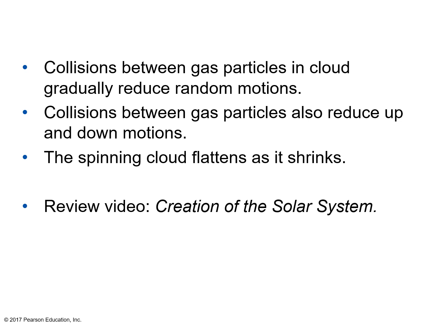Collisions between gas particles in the cloud gradually reduce the random motions. Collisions between gas particles also reduce up and down motions. And so the spinning cloud flattens as it shrinks. And I encourage you to go back to about chapter 8 in this class and take another look at the video Creation of the Solar System.